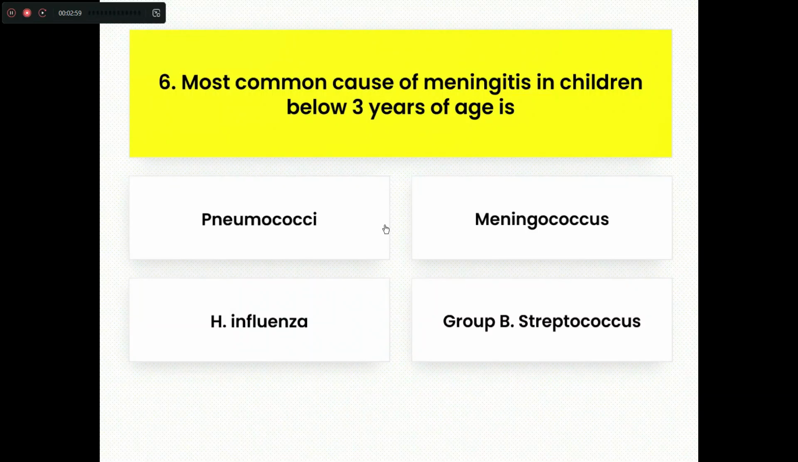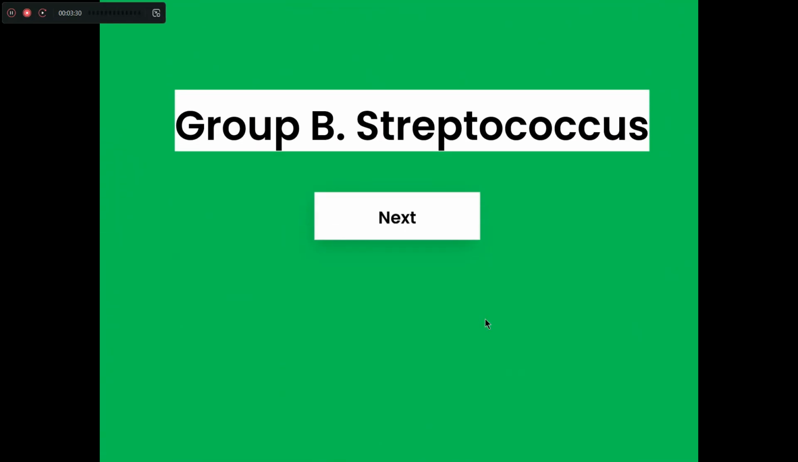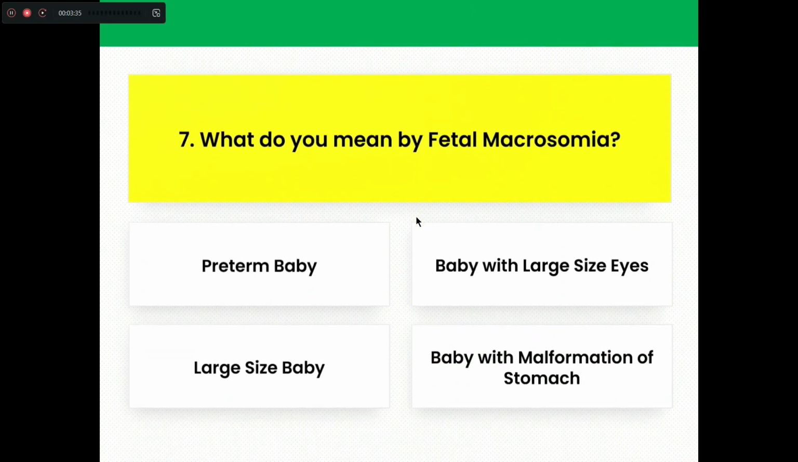Next, the most common cause of meningitis in children below 3 years of age is option A, pneumococci, B, meningococcus, option C, Haemophilus influenzae, option D, group B streptococcus. A child below 3 years can get meningitis. The most common causative agent is option D, group B streptococcus. That is the right answer. Move on to the next question.